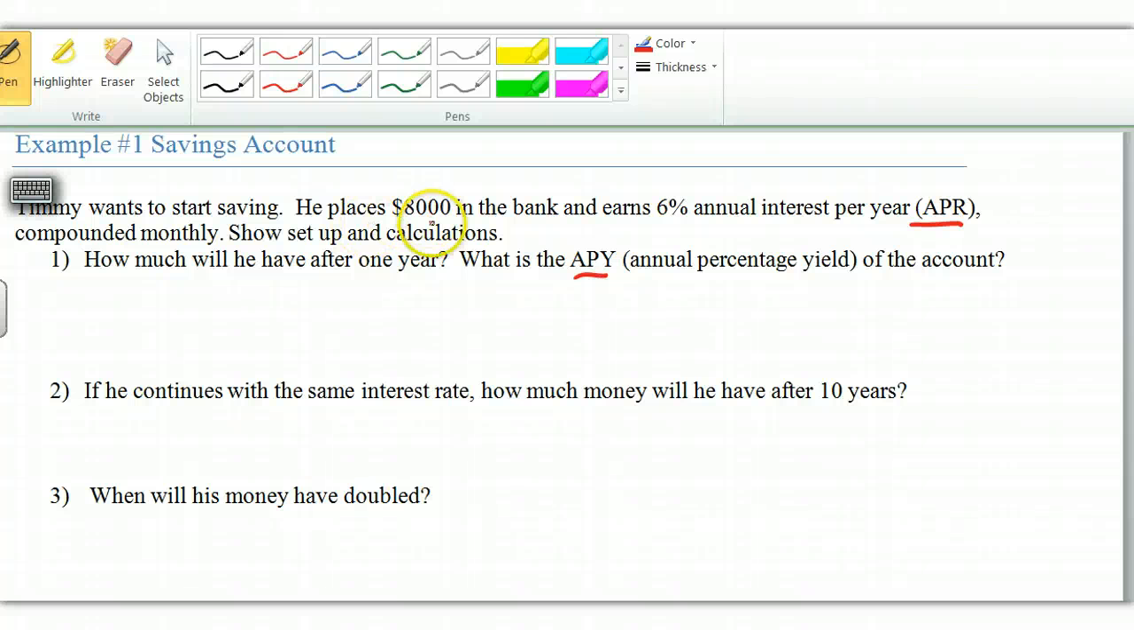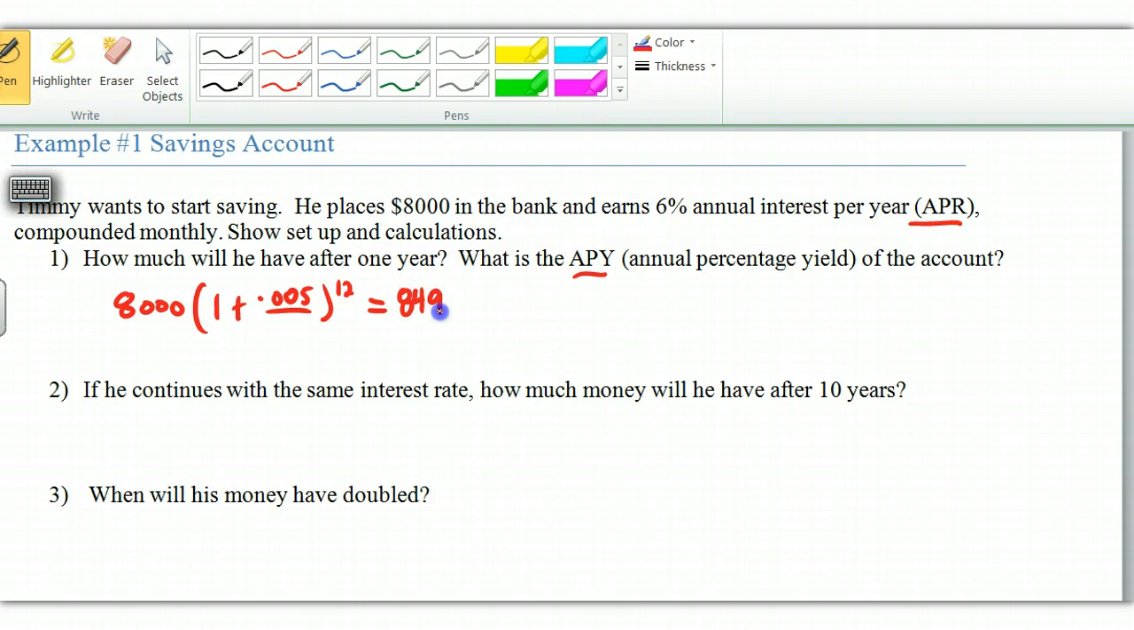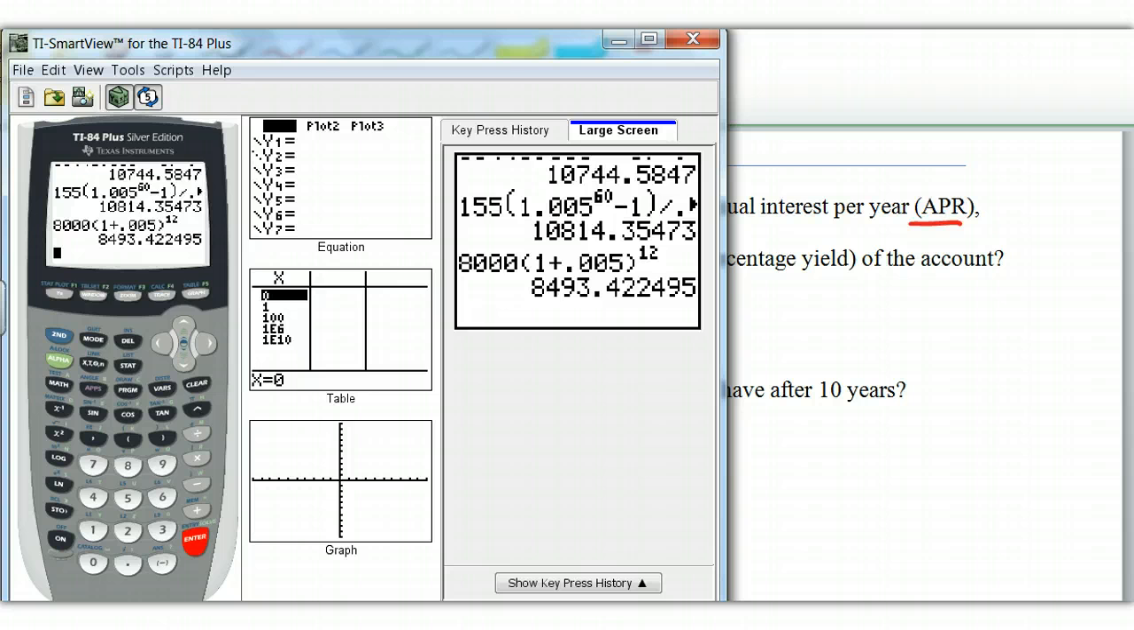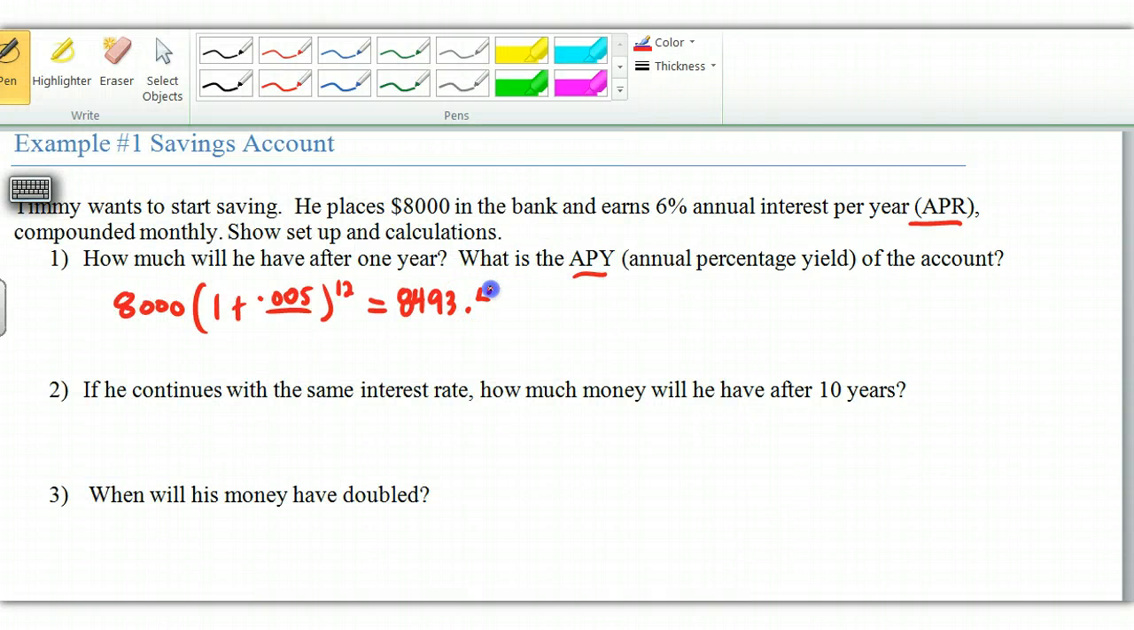So let's use this example. If I take $8,000 and I place it into the bank at 6%, so remember that that's monthly interest rate is 0.005, and that's my working interest rate already. I don't have to divide it by anything. And then I raise it to 12 months. If I calculate that out, I'm going to get a value of 8493 and some change. I got the value here, so it's 42 cents.